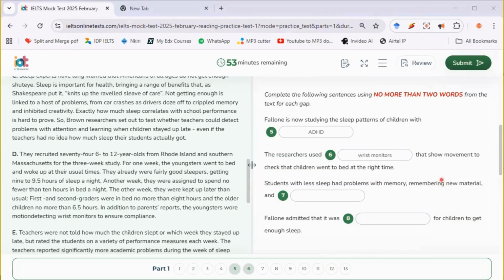I'm seeing a question here. Somebody says, can we write in full? I guess the person is trying to write ADHD in full. No, you cannot write ADHD in full. If you want to write ADHD in full, you are going to exceed the 2-word limit.